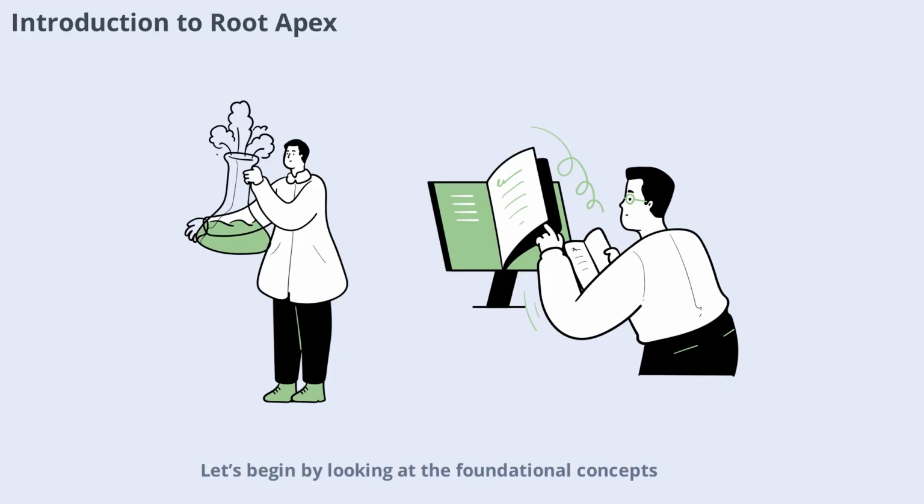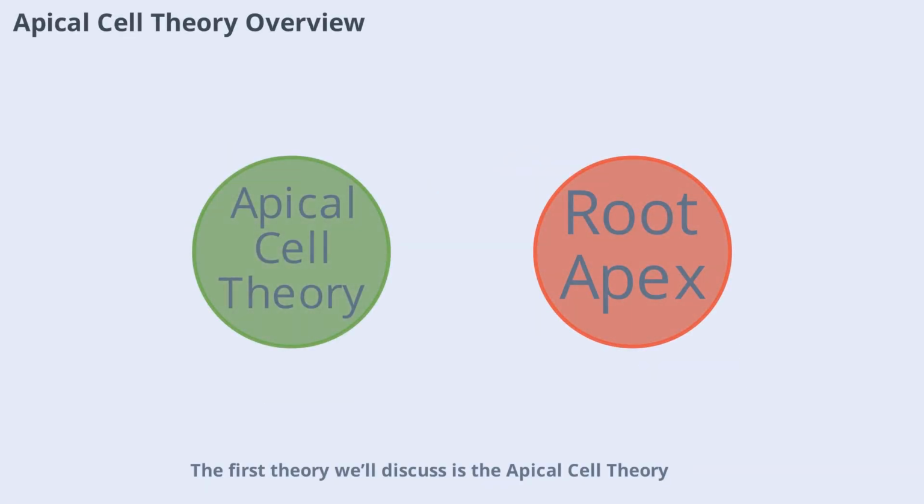Let's begin by looking at the foundational concepts that have shaped our understanding of root development. First theory we'll discuss is the apical cell theory. This theory suggests that a single apical cell located at the root apex is responsible for the entire process of root growth. This cell acts as the main driver, dividing and giving rise to all other cells in the root tip. The apical cell theory is particularly applicable to certain groups of plants, such as Pteridophyta and Gymnosperms. However, it does not apply to Angiosperms, which have a different organizational structure at their root apex. This distinction is important for understanding the diversity of plant growth mechanisms.